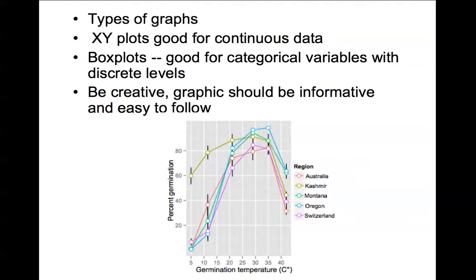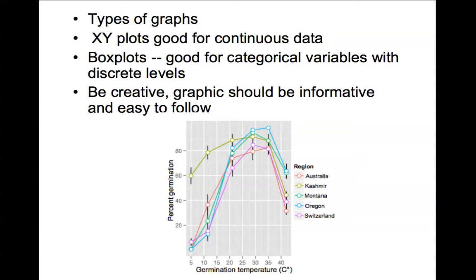So, types of graphs. X and Y plots are good for continuous data. Those, for example, some of the logistic regression curves that we've done. The graphic here below is a percentage germination at certain temperatures by different regions. Box plots are for categorical variables with discrete levels. So you have to be creative. There are some really awesome graphics out there in the modern computing age.